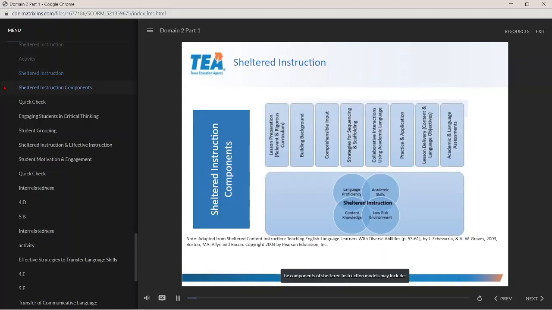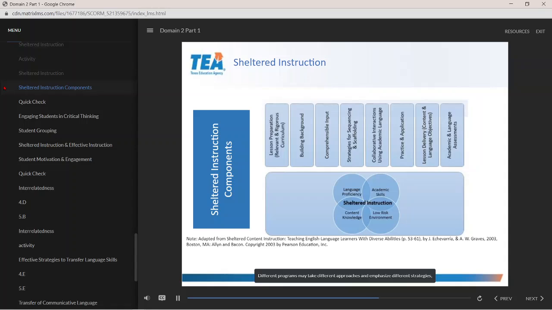The components of sheltered instruction models may include lesson preparation using relevant and rigorous curriculum developed with English learners in mind, building on students' existing background knowledge, communicating content through comprehensible input, strategies for sequencing and scaffolding based on language proficiency levels, collaborative interactions using academic language, opportunities for practice and application, structures for lesson delivery that include both content and language objectives, and assessments that track progress in both academic and language development.